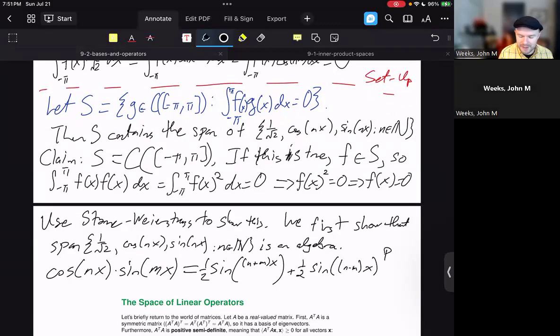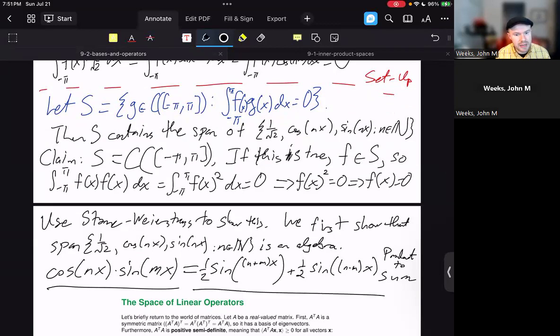This is true by, once again, product to sum formulas that tell us that we can rewrite any product of cosine and sine as a linear combination of sine functions. Same thing with cosine and cosine. I can multiply two of those functions together and use a product to sum formula. I could rewrite cosine times cosine as something of the form 1/2 cosine of (n plus m) times x, and I believe that one might be minus 1/2 cosine of (n minus m) times x.